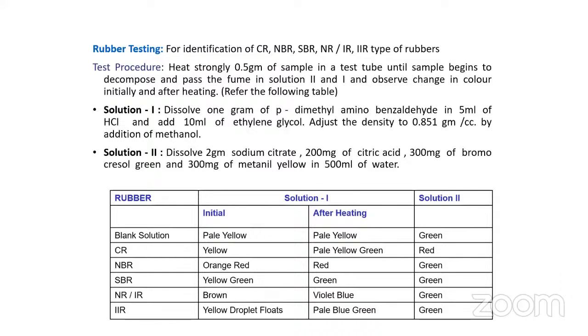First of all, what they have done here is burn the rubber in a test tube to decompose it. After decomposition, some fumes are created, and those fumes pass through the solutions we have prepared. After passing the fumes, the color changes, and by observing that color you will know which rubber is present in the sample.